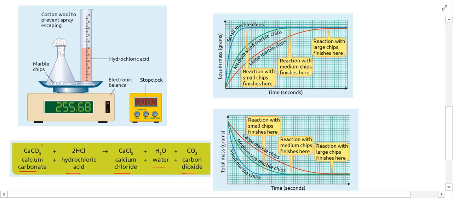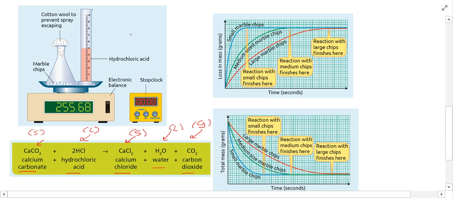So this is going to be a solid. This is going to be a liquid. This will be a solid, this will be a liquid, and then this is going to be a gas. So this is going to be a gas, and this will be dissolved, let's say, within the liquid.